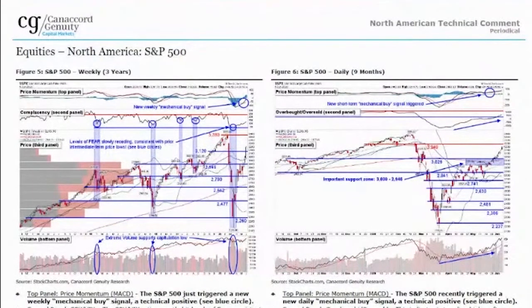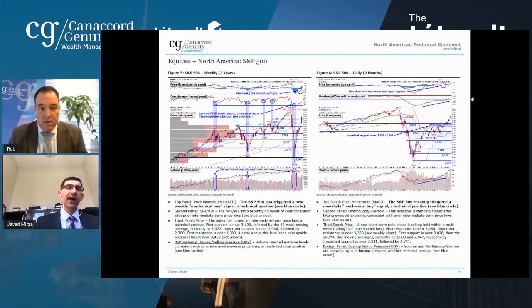What's the specific measurement for overbought and oversold? There's a wide variety of indicators. A common one, which we use as well, is RSI, the relative strength index. It's just measuring the price of any financial instrument relative to itself over the last, typically, 14 or so periods. But the key takeaway is it's just telling you that the index obviously has had a pretty good run.